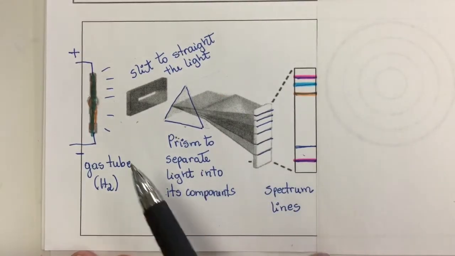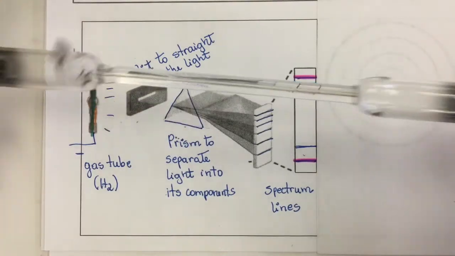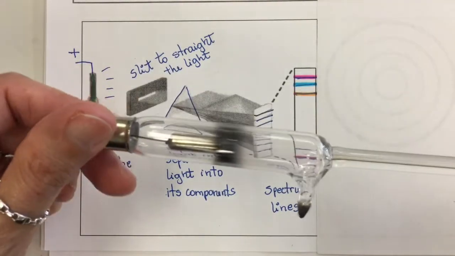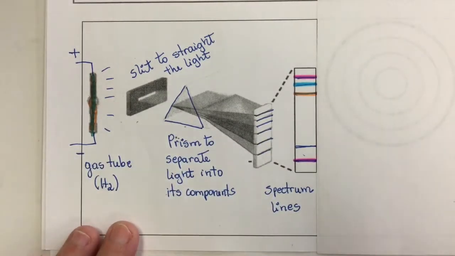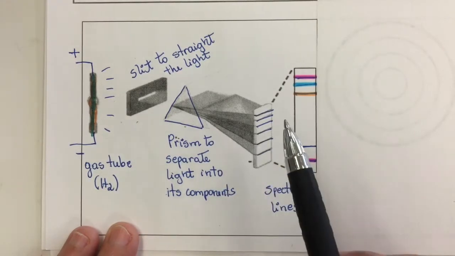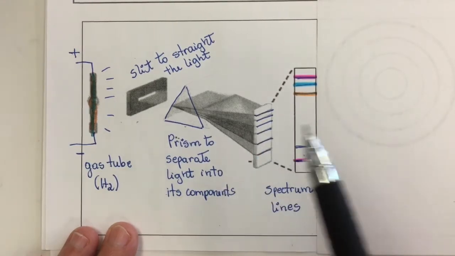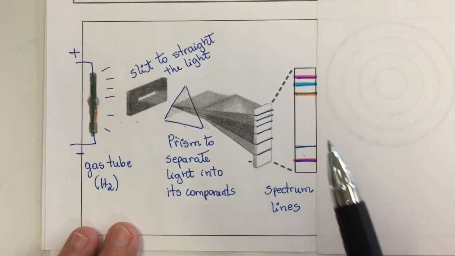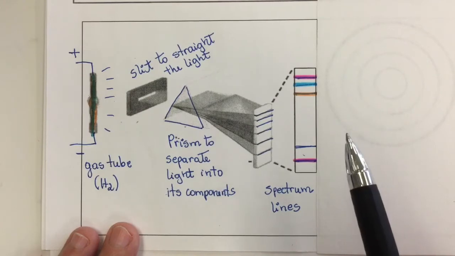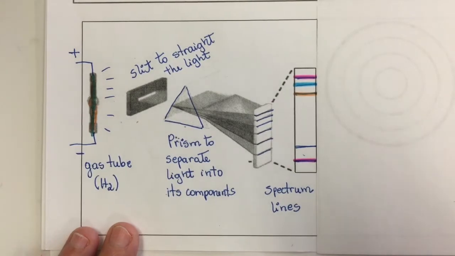Bohr conducted this experiment using a hydrogen gas tube like this one. What he did was he wanted to prove that electrons were not in fixed orbits. They were jumping from orbit to orbit. So he wanted to prove also that each orbit requires a certain amount of energy. So in order to jump from one orbit to another, electrons need to absorb or emit energy.